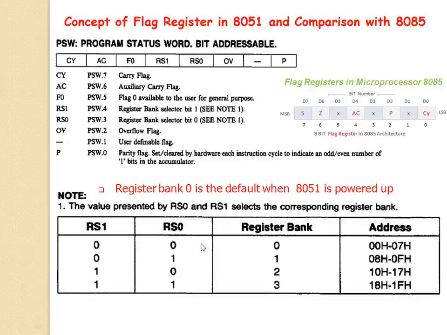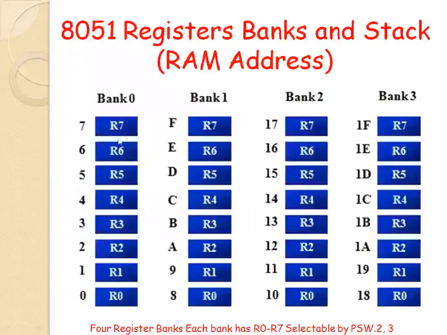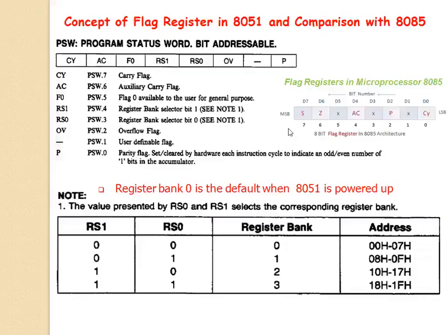So if I am not specifying which bank a register is coming from, by default the registers R0 to R7 will be selected from register bank 0. Okay, so let us take this one. So that is the default bank. Now, to choose bank 1 or bank 2 or bank 3, I have to write a program.